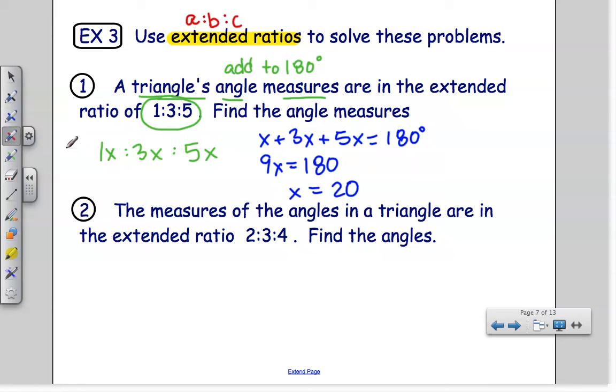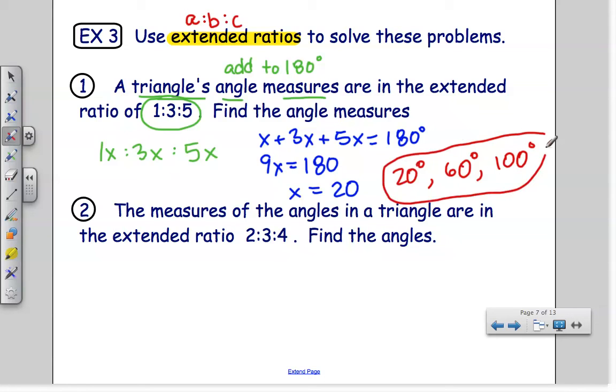So x is 20, that factor that we're multiplying 1, 3, and 5 by. So plug in 20, find those angle measures. The first angle really is just 1 times 20, or 20 degrees. The second angle is 3 times that 20, giving me 60 degrees. And finally, the last angle is 5 times that factor of 20. 5 times 20 is 100 degrees. And let's make sure this works. These angle measures are in the ratio of 1 to 3 to 5. And do they add up to 180? Yeah, 20, 60, 100, 180 degrees.